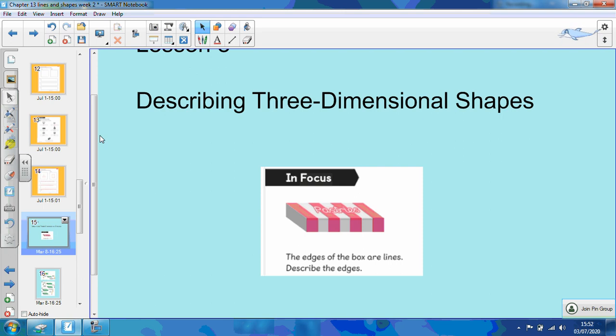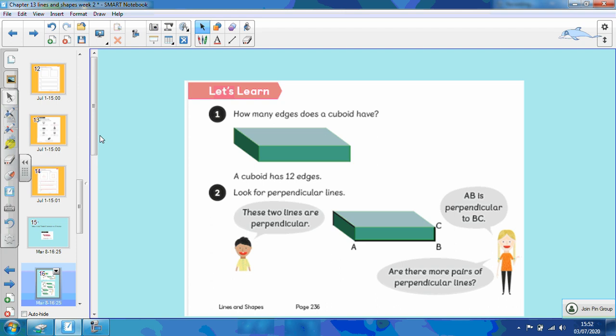Okay, so how many edges does this cuboid have to start with? It's a cuboid because it's like a 3D rectangle. Good, it has 12 edges in total, the same actually as a cube.